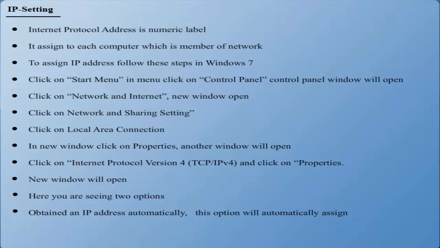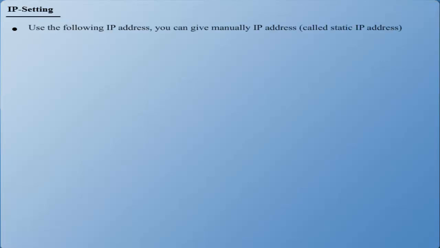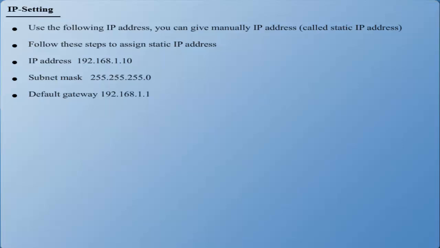On the other hand, if you select the second option, use the following IP address. From this option, you can assign an IP address manually, called static IP address. Then you will give the following information: IP address, subnet mask, default gateway, preferred DNS server, alternate DNS server. After giving this information, just press OK and close all other windows. Now you will be able to use the internet.